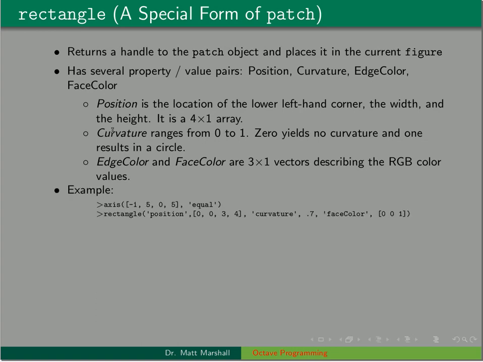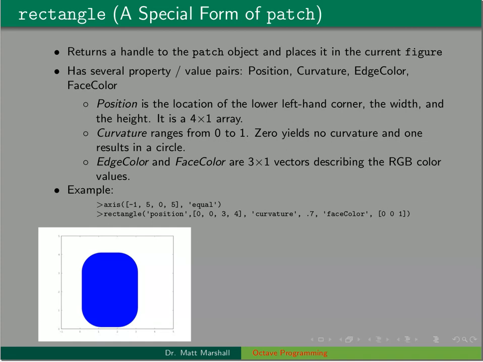Here's an example. First of all, go ahead and set the axes to -1, 5, 0, and 5, and then call the rectangle function. So we first say which property we're specifying, and then we give the value for it. So here's the position property, and it has 0, 0, so the lower left-hand corner of the rectangle is going to be at the origin. It's going to be 3 units wide and 4 units high. The curvature of this rectangle will be 0.7, so it will be rounded. And then the face color is going to be blue, so red, green, blue.